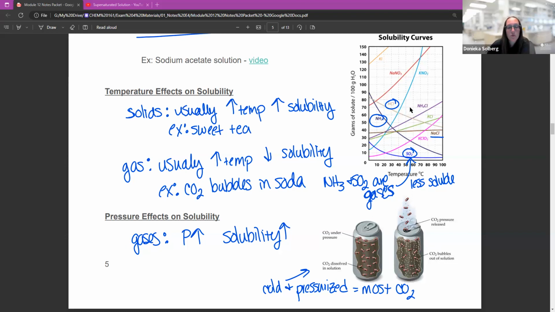So if I gave you this graph, you would look at it and say, SO2 is probably a gas. Oh, NH3 is probably a gas, because their solubility actually decreases as it is heated, which is true, like I said, for most gases.